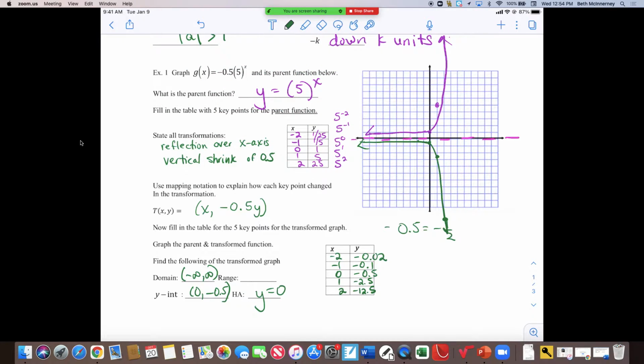The range represents the y values, my y values. Do you see this is going negative infinity and getting as close to 0 without touching? So I'm going to write my range. The y values are negative infinity to 0.